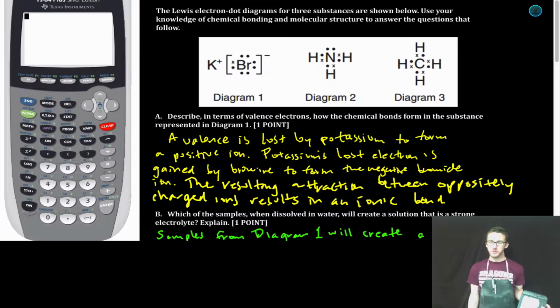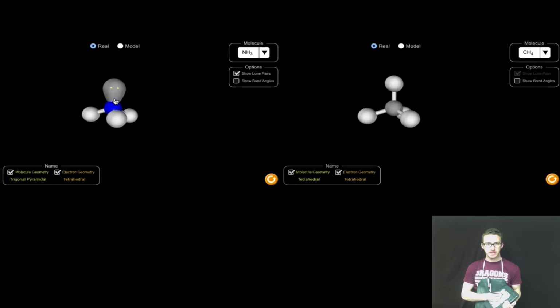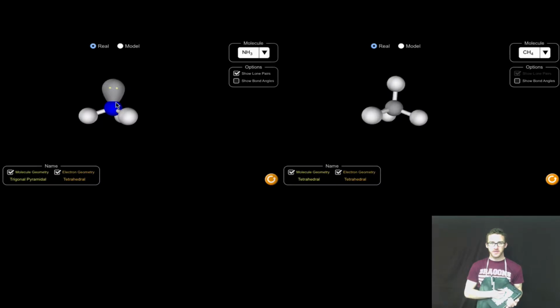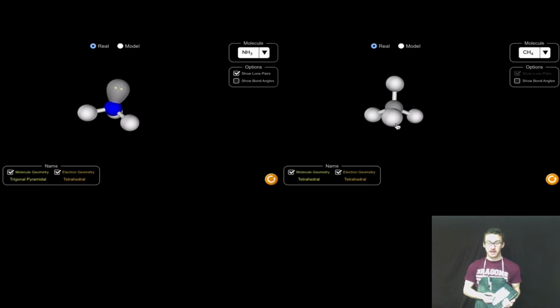As you take a look at the Lewis structures, their geometries appear to be the same. But let's take a look at the 3-dimensional structure of these 2 molecules. Note that their electron geometries are the same. There are 4 regions of electron density about the ammonia molecule and the methane molecule, CH4. However, their molecular geometries are different.